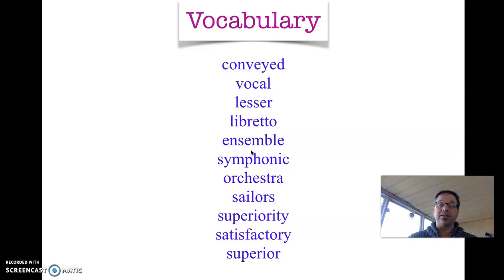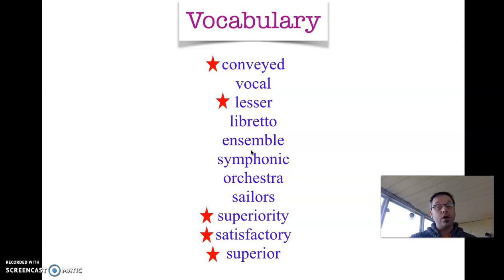I'll tell you from this list of words, conveyed is a good word to know outside of class, outside of a text. Lesser is a good word to know. Superiority is a good word. Satisfactory is good, and superior is good as well.